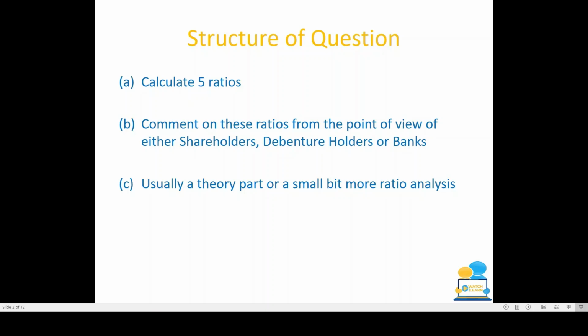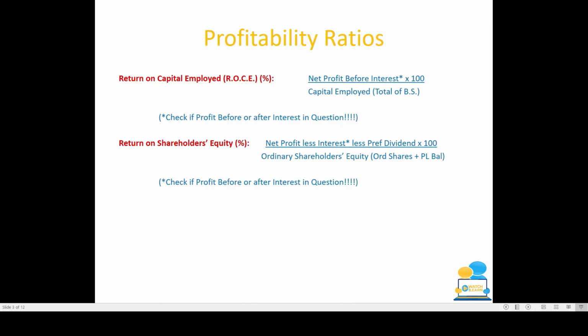And part C then is usually a small theory part or another small bit of ratio analysis. So first of all, now we're going to look through all of our ratios that can be asked in part A. And again, some of these ratios will also be needed in part B of the question. So to start off with, we will look at our profitability ratios.